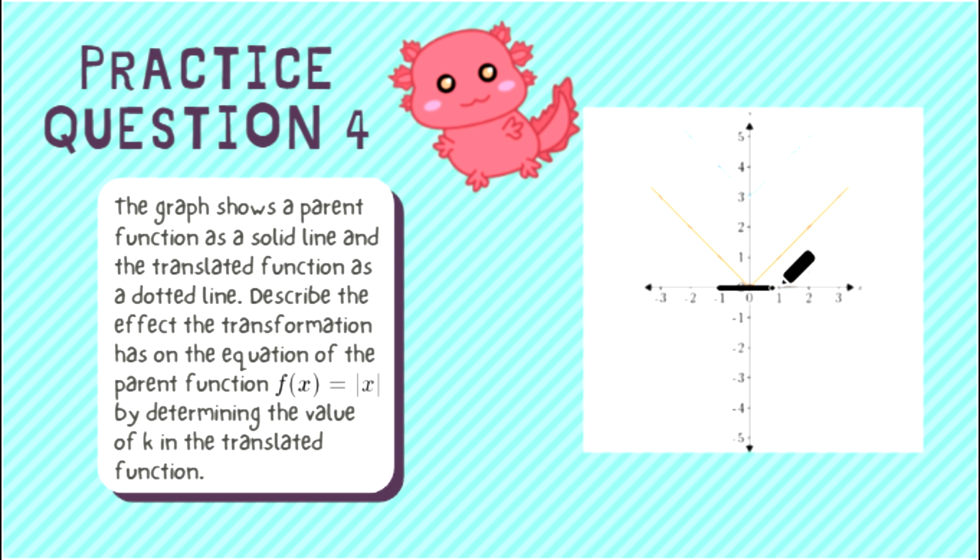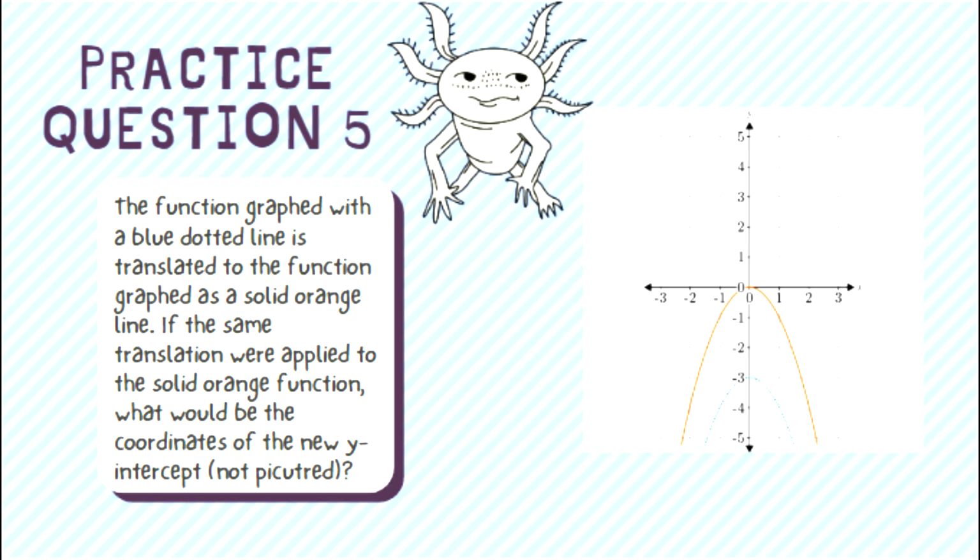Here's our parent function, because it's touching the origin. And here's our new one. What's the value of k? Speed round. Well, it's going up, so it's positive. And how many did it go up? 3. Value of k is 3.